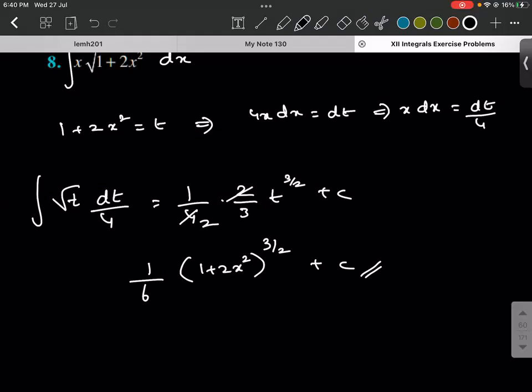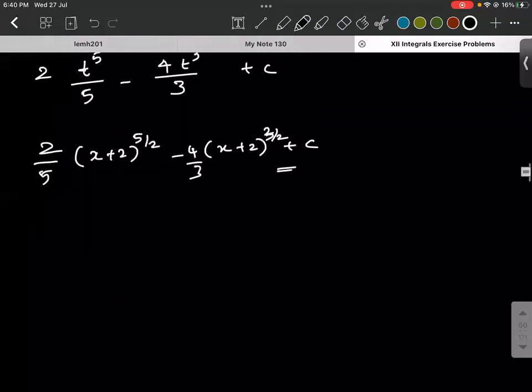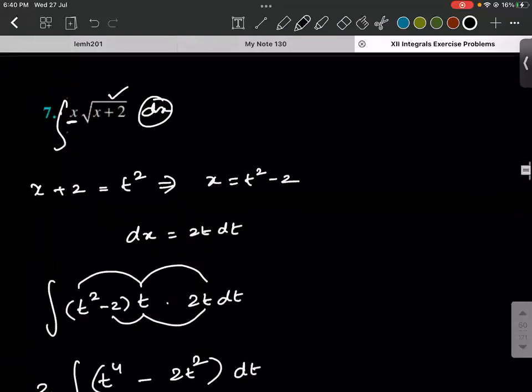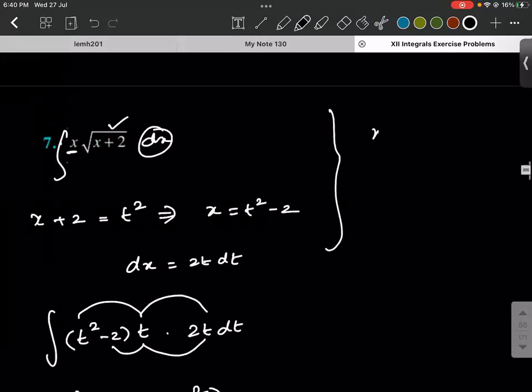So in the previous problems also, you need not take the square root of that value as t square. You can take it as t and also proceed. You will get the same answer. So for example, if you have a confusion, why did I take it there as t square? I could have taken x plus 2 itself as t and then proceeded. Then what would have happened? dx would have been equal to dt.